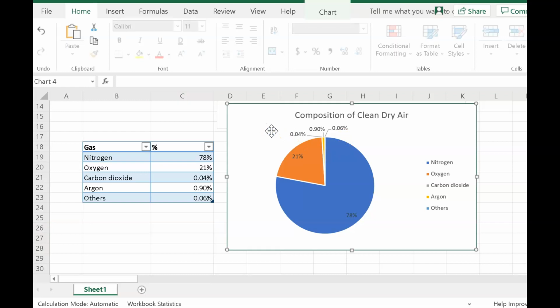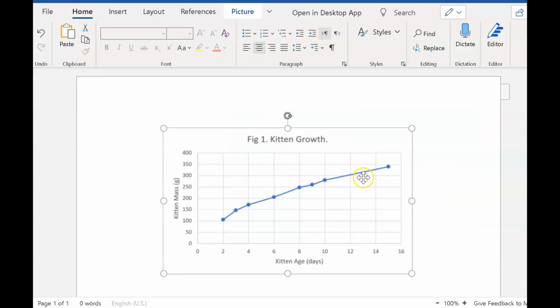Once again, I can highlight this and do Control-C for copy, or right-click and copy. And I can go to my Microsoft Word document and paste it. Alright, so it will go over here, but I forgot that I have to give the number to my figure. I already have figure 1, so it has to be figure 2.